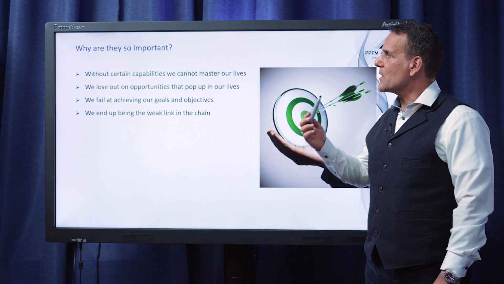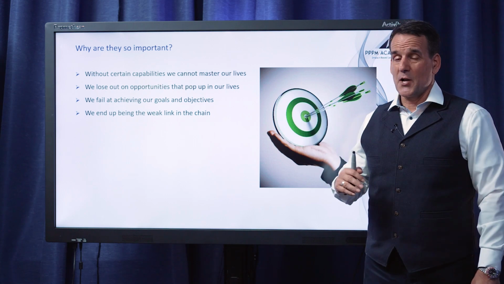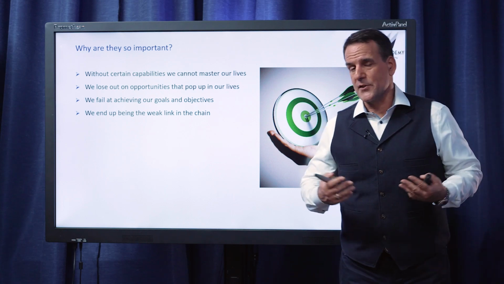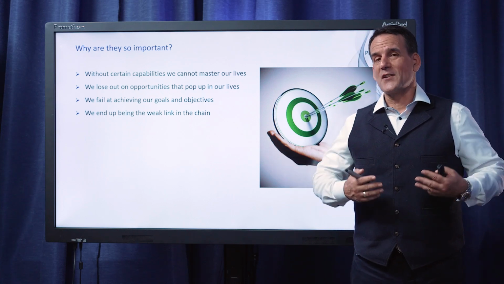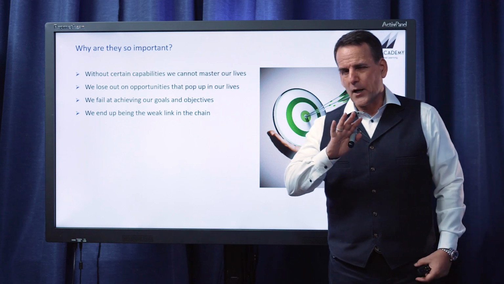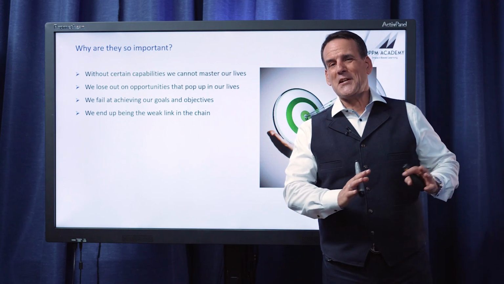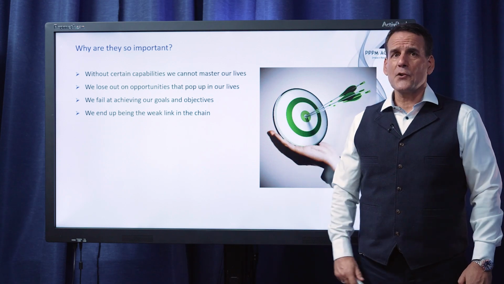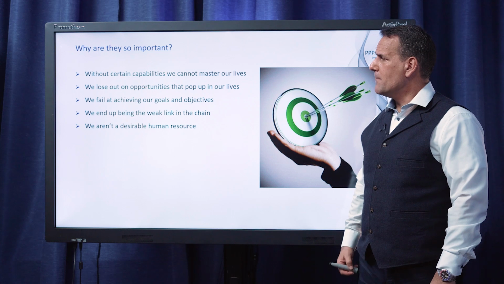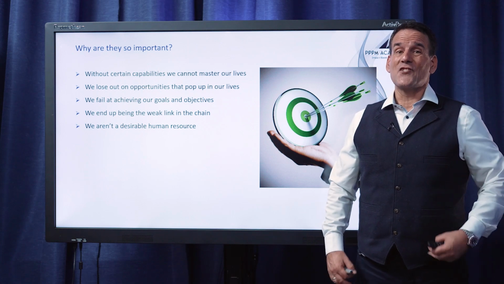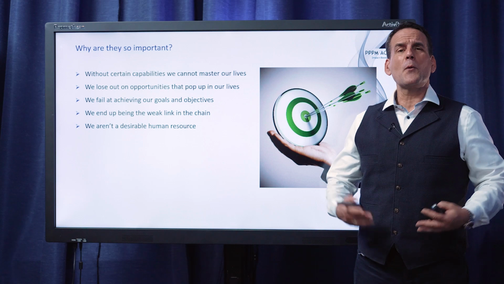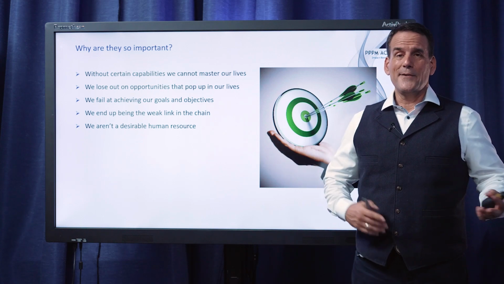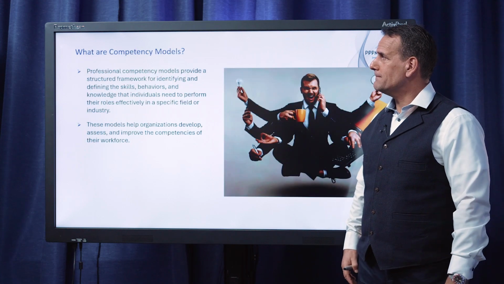They're also important because we fail at achieving our goals and objectives if we don't have them. We end up being the weak link in the chain. There's this old saying, you're only as strong as the weakest link in your organization. That's not always quite true. There are some ways to perceive and identify weak links and to neutralize them, but that's also a capability we need to take a look at, right? You aren't a reliable and desirable human resource, which is the last thing you want. You don't want to be that kid on the playground that when they're picking teams, you never get picked, or you're the last person to be picked, right?